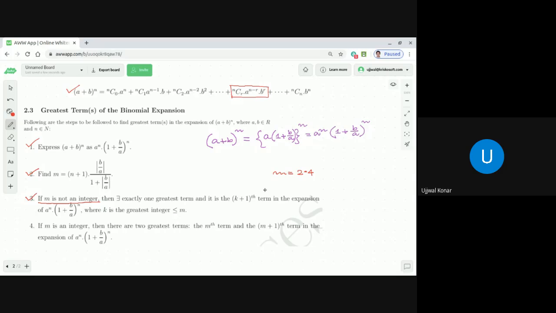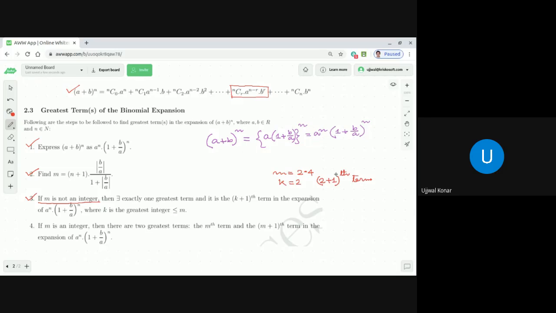Then we can conclude that there is exactly one greatest term, and it is the k plus 1th term. Then what is that k? K is nothing but the greatest integer less than equal to m. Tell me, dear students, if 2.4 is the real number, what is the greatest integer less than equal to 2.4? It is 2. Correct or not? So here k is equal to 2. Our term will be what? 2 plus 1th term. That is the third term. So that means the third term is the greatest term in context to the example I gave. Correct?